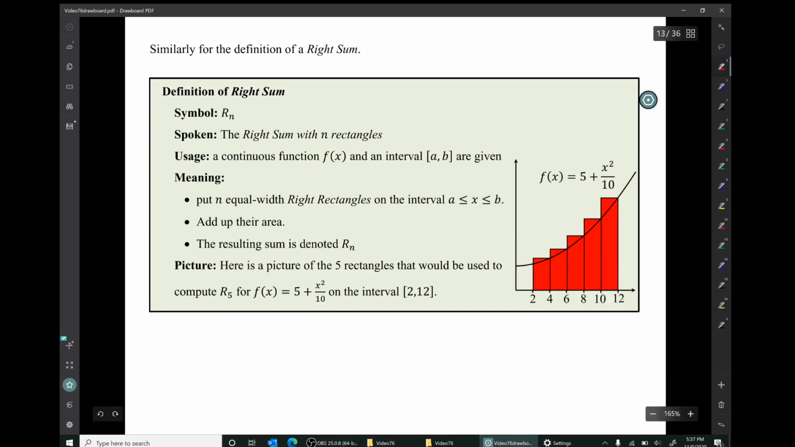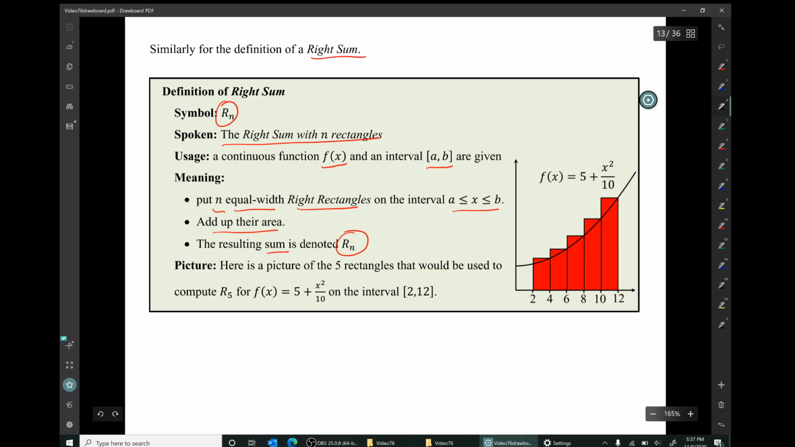Similarly, for the definition of a right sum, denoted by capital R subscript n, spoken the right sum with n rectangles, you use that symbol in the same sort of situation. You have a continuous function f of x, and an interval a comma b, closed interval, given. And what this symbol means is the following. You put n equal width right rectangles on that given interval. You add up their area, and the resulting sum is denoted by that symbol, capital R subscript n.